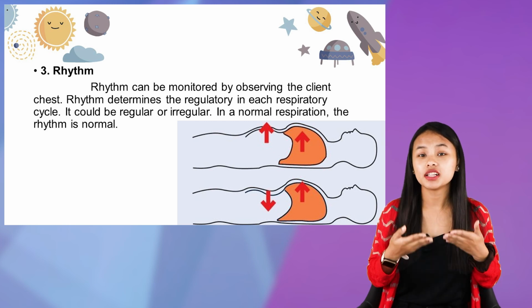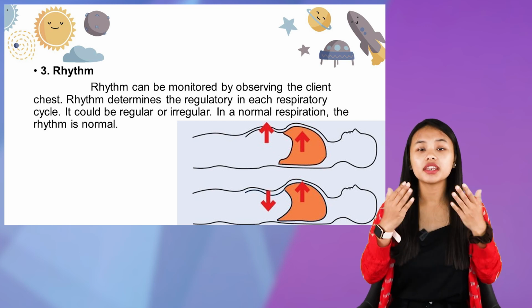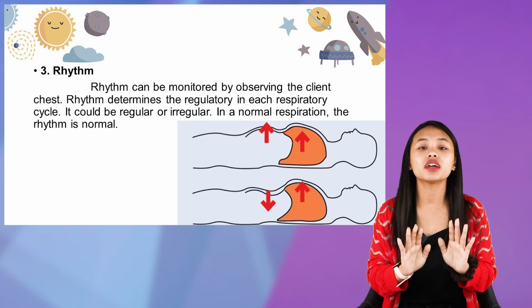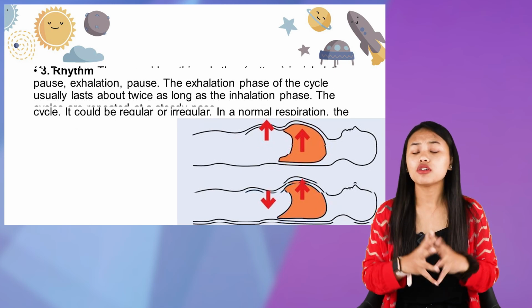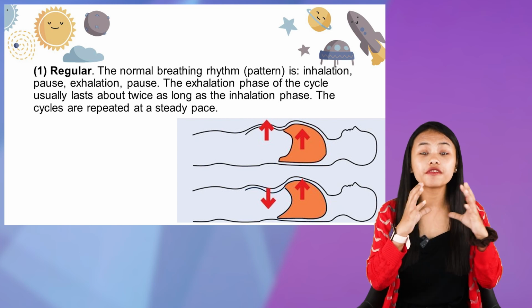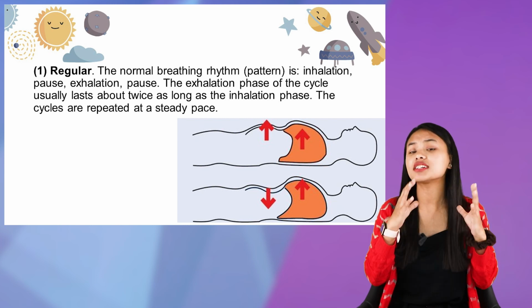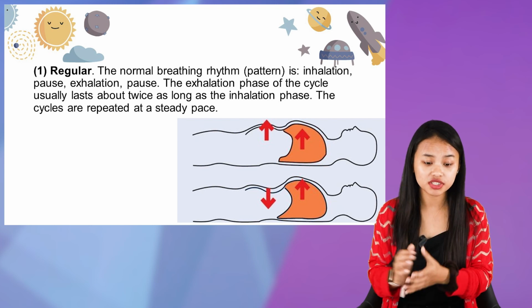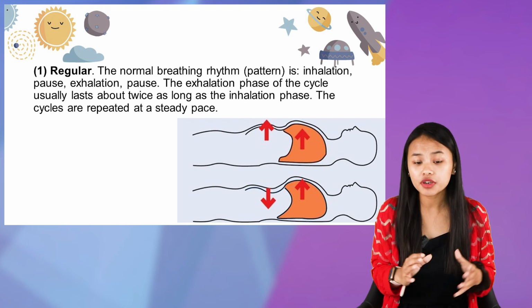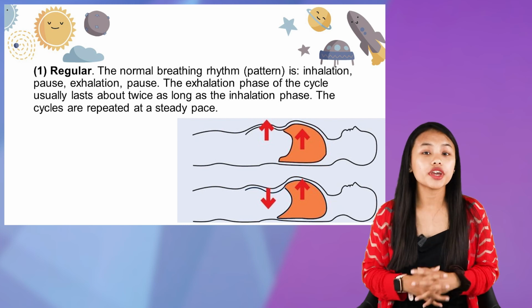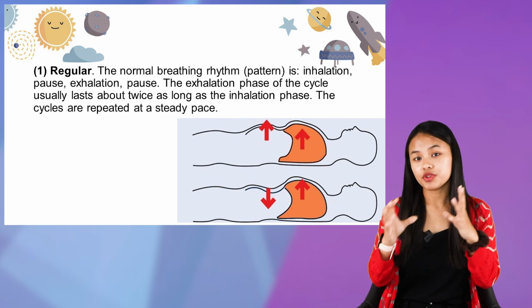That is, there will be inhalation, then a pause, then an exhalation, and then a pause as well. Here, the exhalation phase of the cycle will usually last about twice as long as the inhalation. So the cycles will be repeated at a steady pace. If you find that this occurs, then it will be regular.